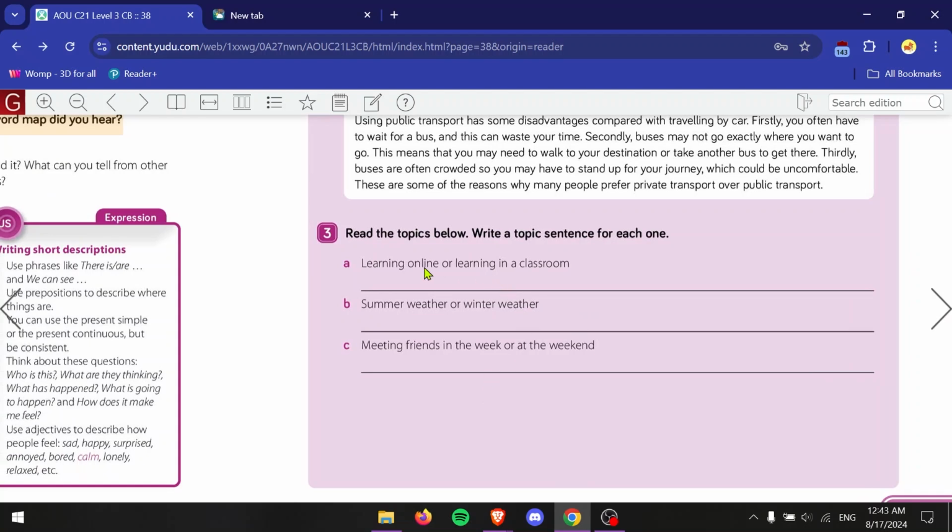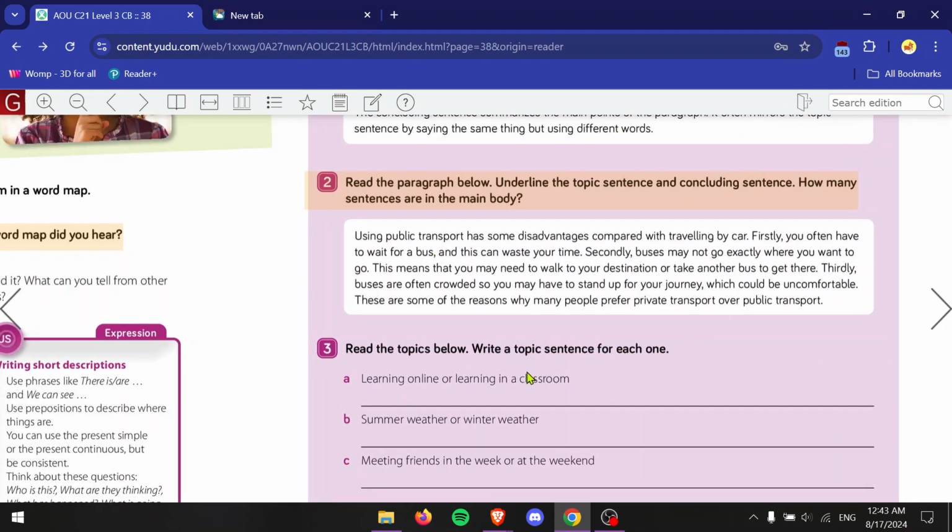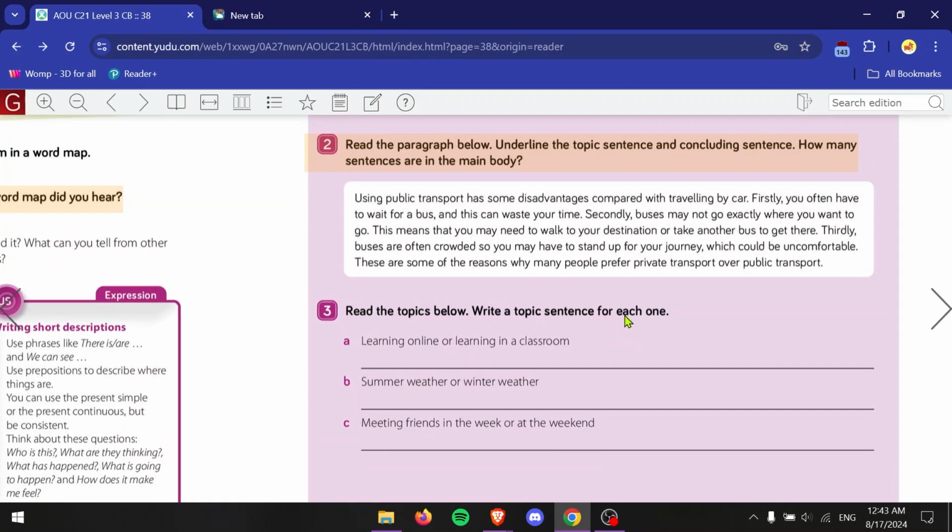Read the topics below and write a topic sentence for each one. Okay, so here we have a few topics, and we'd like to write a topic sentence for each one. Now that you guys know what a topic sentence is, you can use this first one for reference. And based on these topics, I'd like you to write your own topic sentence for each one.